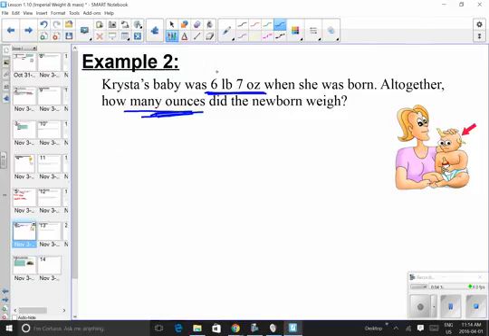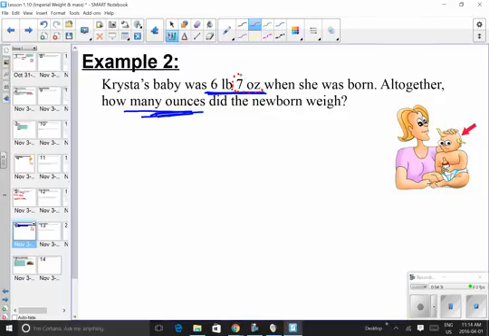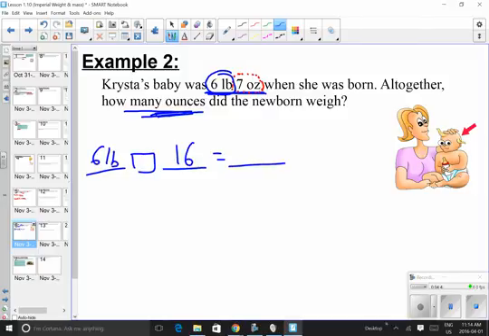So what I'm going to do is I'm going to look at, this is already in ounces. This is kind of in 2 parts. So this part here is already done. This part's already good. It is this part, the 6 pounds, that I need to change. So I'm going to change my 6 pounds into ounces. And I know there is 16 ounces in a pound. I'm changing it into ounces.